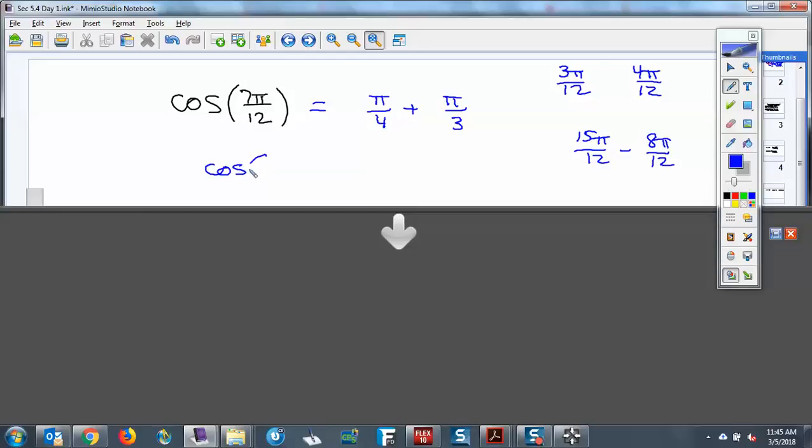Okay, so everybody do it. Let's do it real quick. So let's break this into this. Which order you do them doesn't really matter. You could do pi thirds first and pi fourths second. It's not going to matter. Everybody try that one.